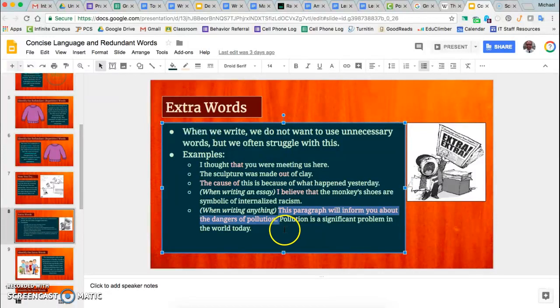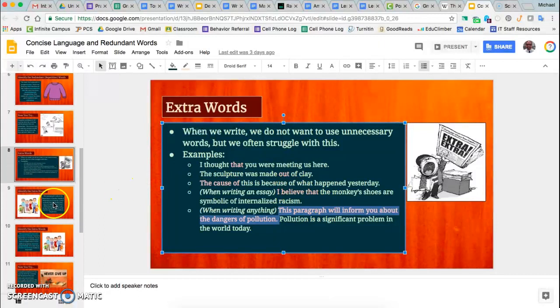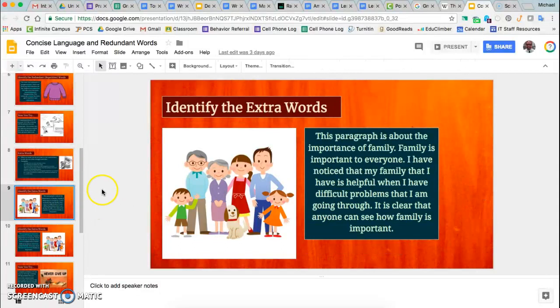Okay? Do not finish paragraphs like this either. Do not say this paragraph was informing you about the dangers of pollution. Okay, that adds nothing. Okay, so please avoid that. It makes us English teachers cringe. Okay. This paragraph is about the importance of family.